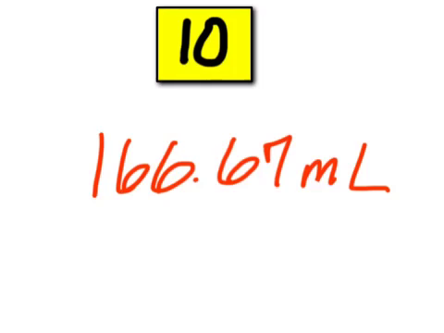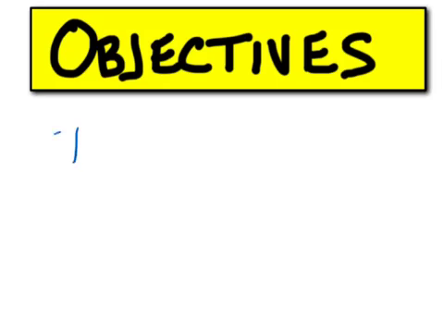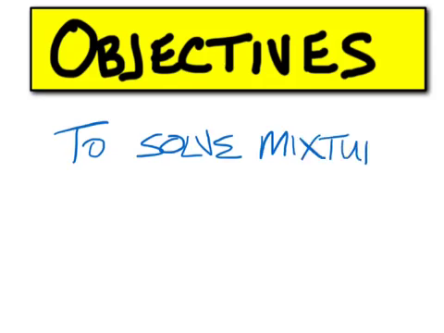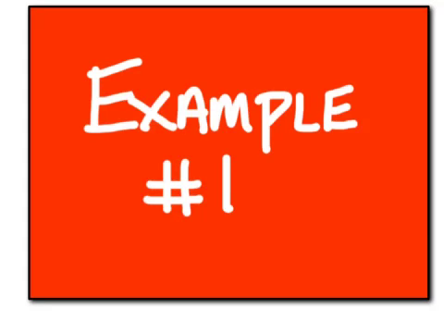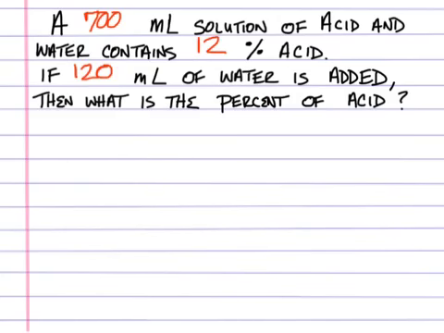Number what? 10. Okay. Objectives for today: to solve mixture problems. And the specific learning targets. You must know and use proportions as well as percents. Example number 1. A 700 milliliter solution of acid and water contains 12% acid. If 120 milliliters of water is added, then what is the percent of acid?